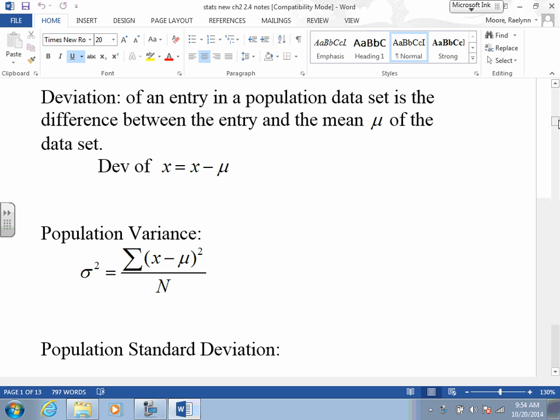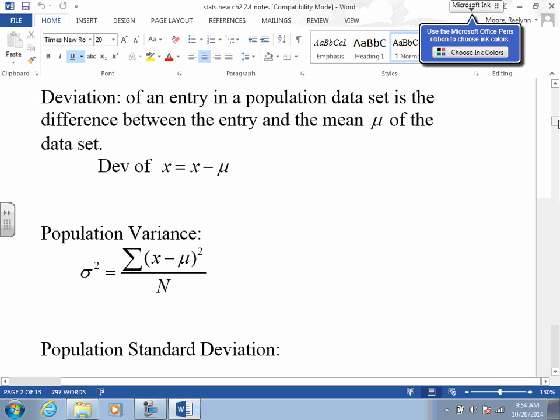Superhero. Okay, deviation. This is the crux of your course. Standard deviation. To deviate means to go away from the mean. The deviation that we measure of an entry in a population data set or a sample data set, well, population this one because they use the mu, is the difference between the entry and the mean of the data set. In other words, I have a bunch of data, 10, 20, 30, 40, 50. I take an average. And then I see how far each one of them goes off the average of that data set. That's how far it deviates off the mean.